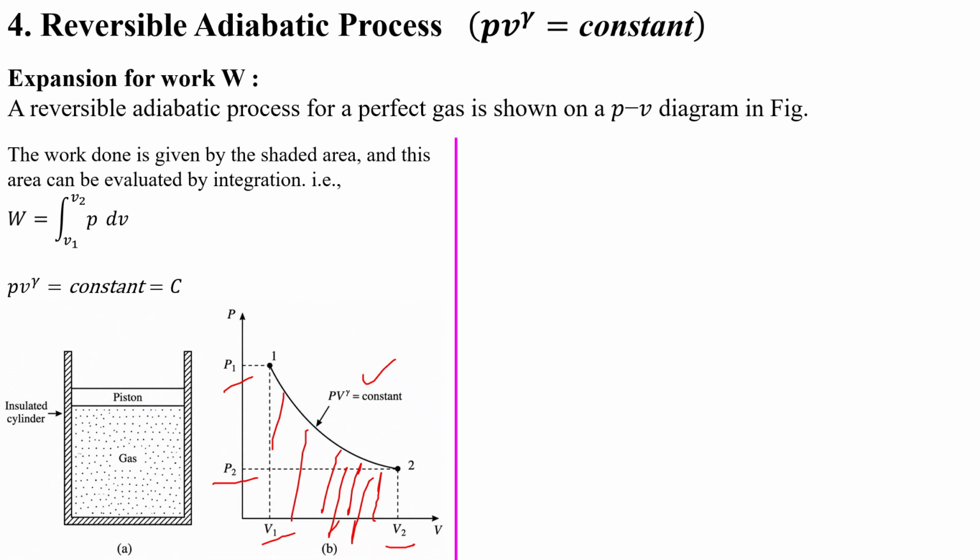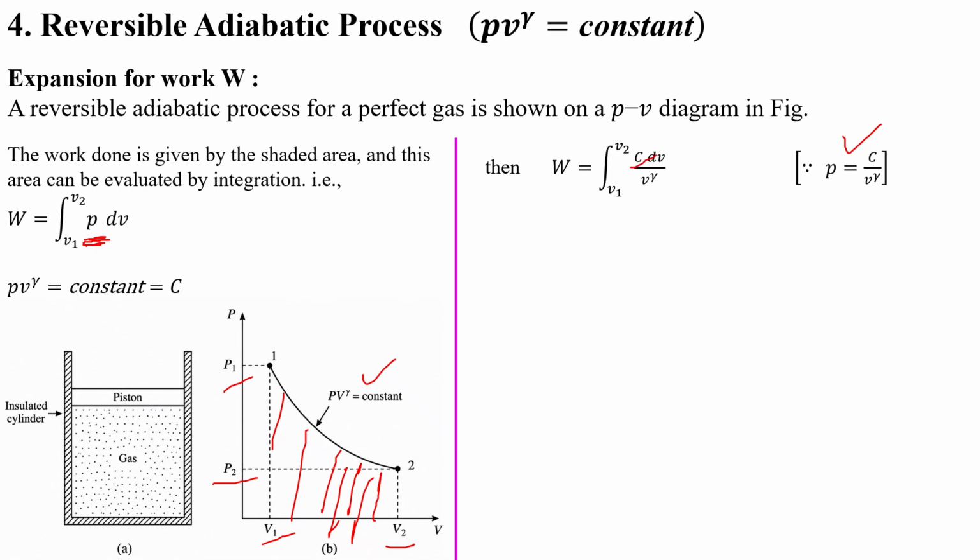Then work done is given by the shaded area, and this area can be evaluated by integration, that is, the work done W equals the integration from V2 to V1 of P dV. The relation is PV power gamma equal to the constant, let's consider C. So PV power gamma equals C. Then we substitute the P value: P equals C divided by V power gamma. Then work done W becomes the integration from V2 to V1 of C dV divided by V power gamma.